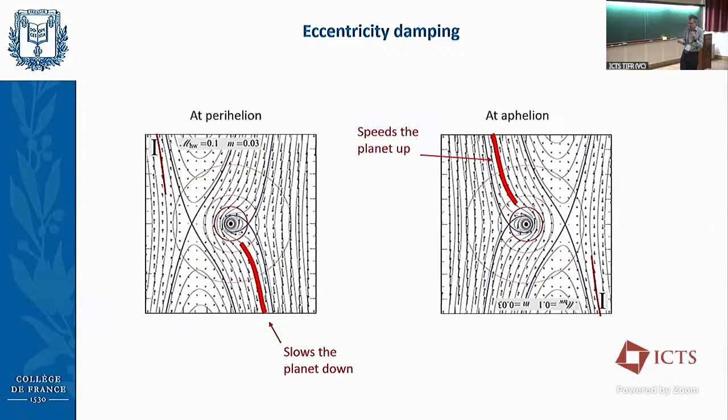So we have a body on an eccentric orbit, which is slowed down at perihelion and speeded up at aphelion. This is what we do for space navigation. So what happens in this case, the eccentricity is damped. Because when you are on an eccentric orbit, you move faster at perihelion and slower at aphelion. If you slow down at perihelion and accelerate at aphelion, you recircularize the orbit.